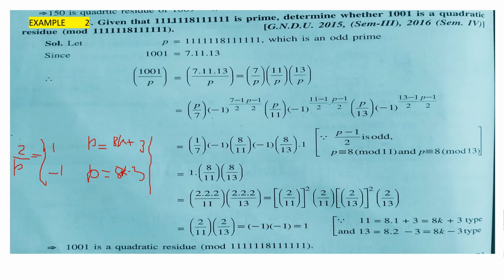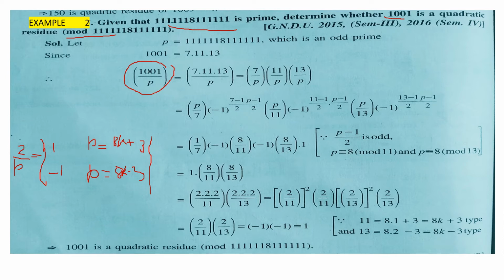Now in this question you have to show that, if this is a prime number, 1001 is a quadratic residue modulo 11. It means that we have to check whether this quadratic Legendre symbol is 1 or minus 1. If it is 1, then it is a quadratic residue.